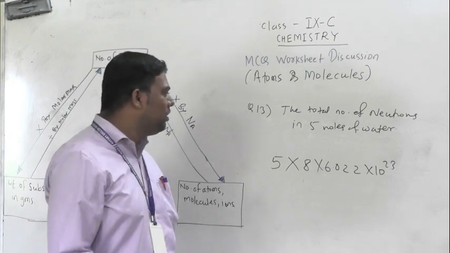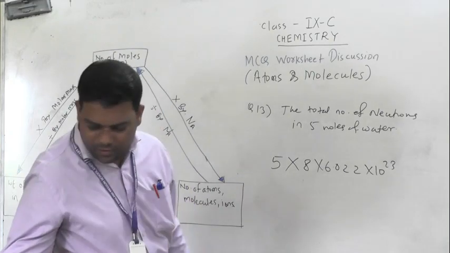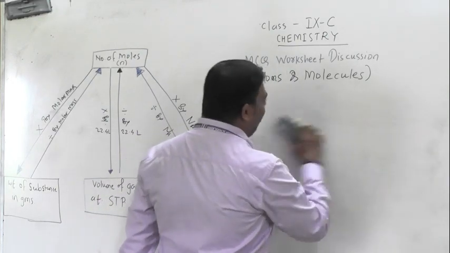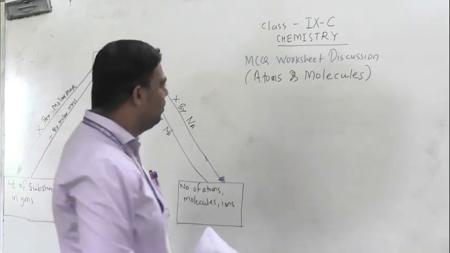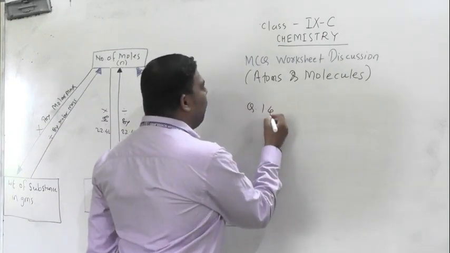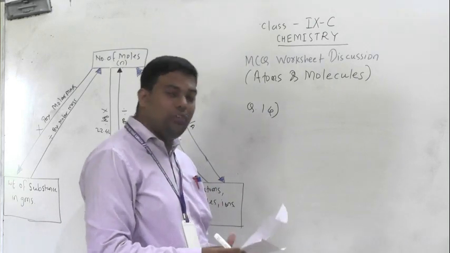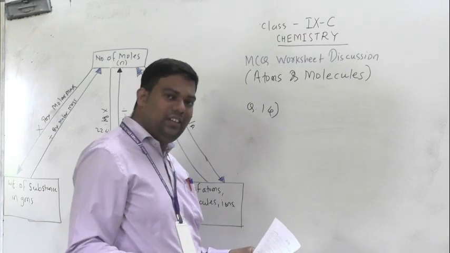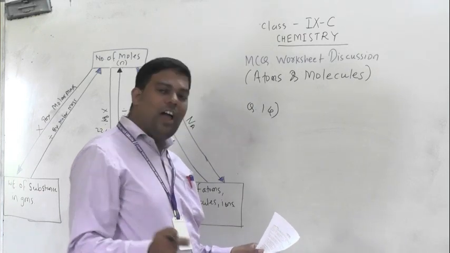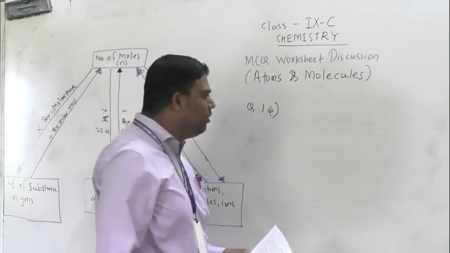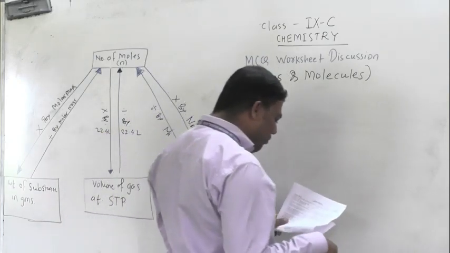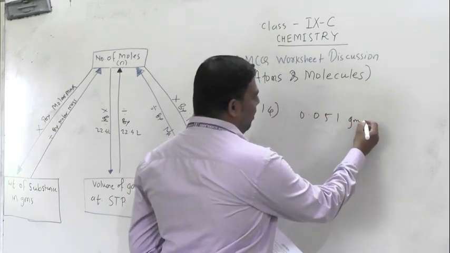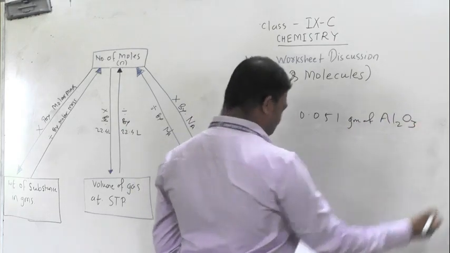Okay, so now we will discuss question number 14. See here how we can calculate question number 14. What is given and what will we calculate? The number of grams of aluminum ions present in 0.051 grams of aluminum oxide, Al2O3.